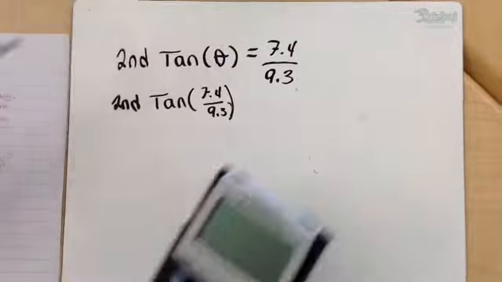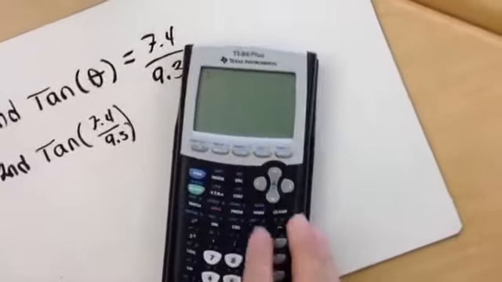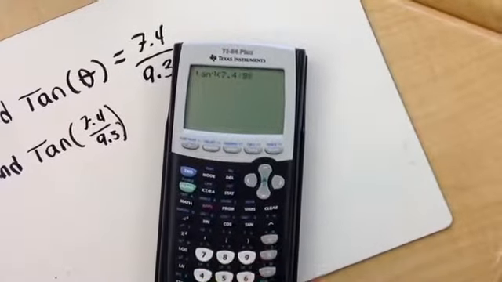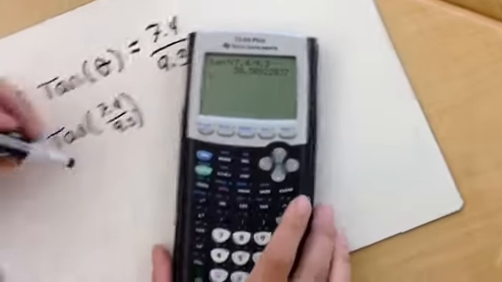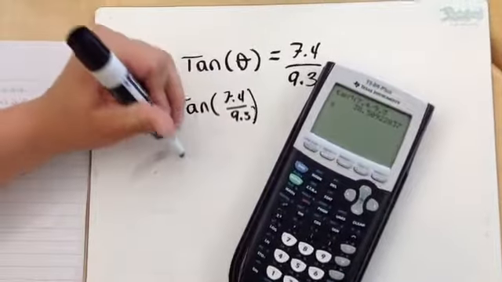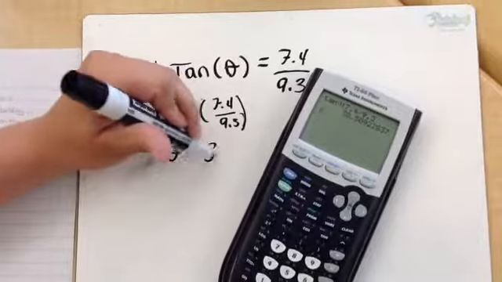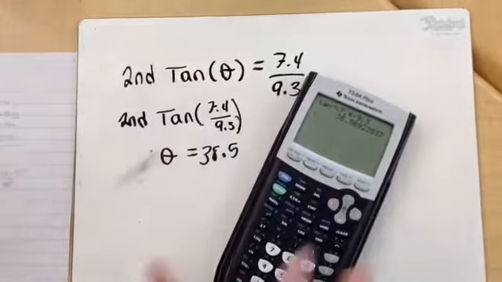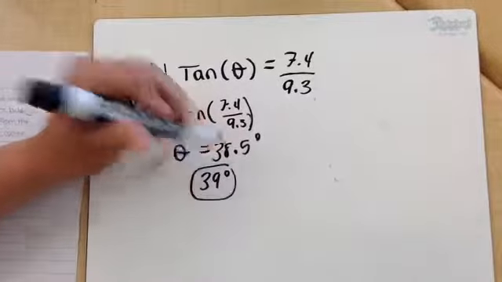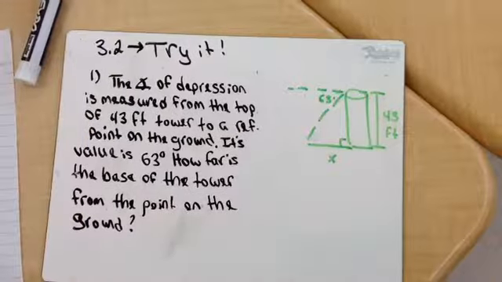Remember, press the second button. So, second tan, and you do 7.4 divided by 9.3. And you should get theta, because you're finding the angle. Theta equals 38.5 degrees. And you can round that if you want to 39 degrees. There you go. Okay, so now you guys can try the problems.